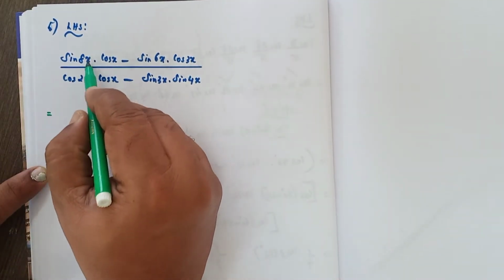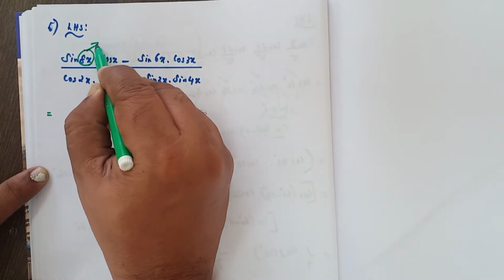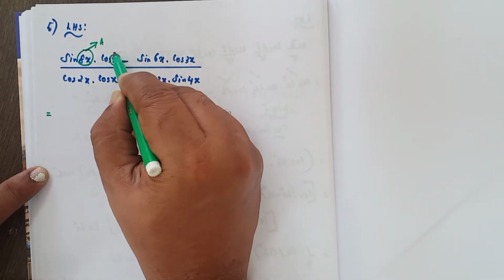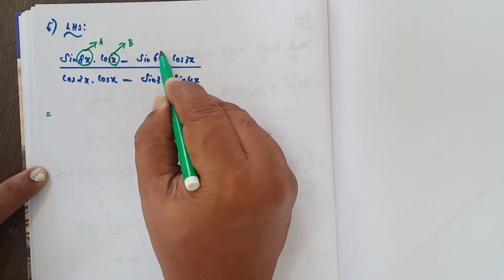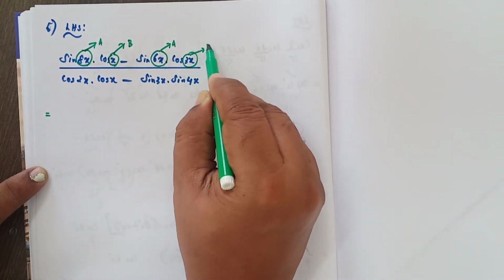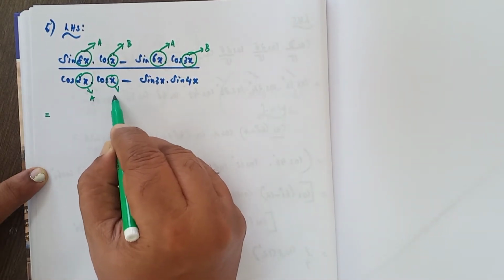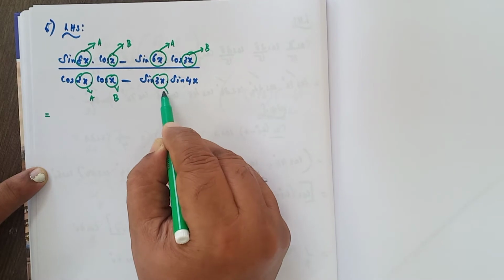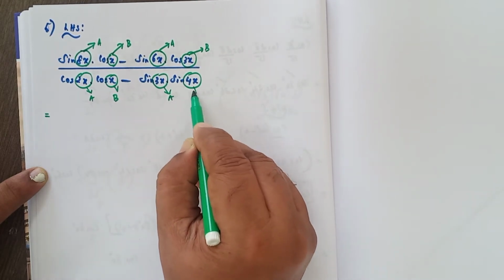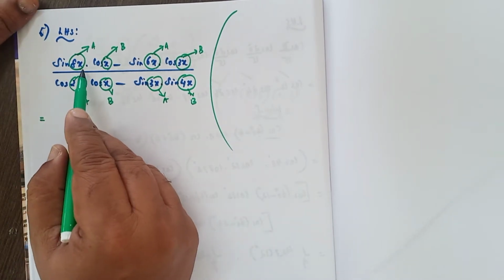Here we have to apply sin A cos B. This is A, this is B. Like that, A, B, this is A, B, A and B. This is of the form sin A cos B.